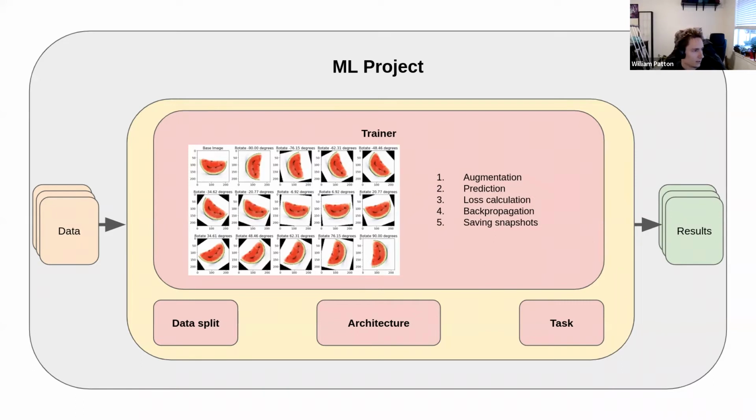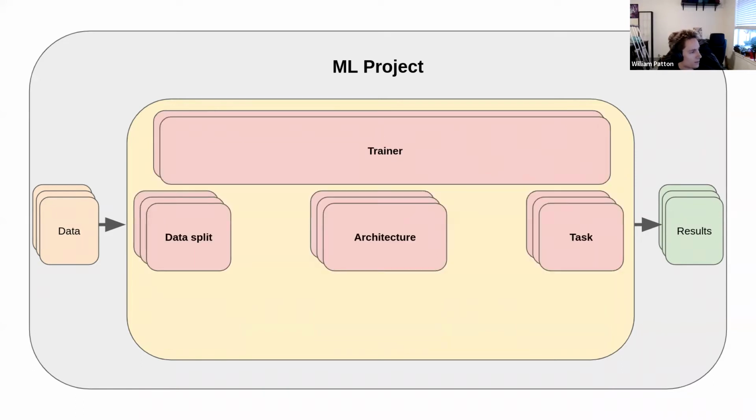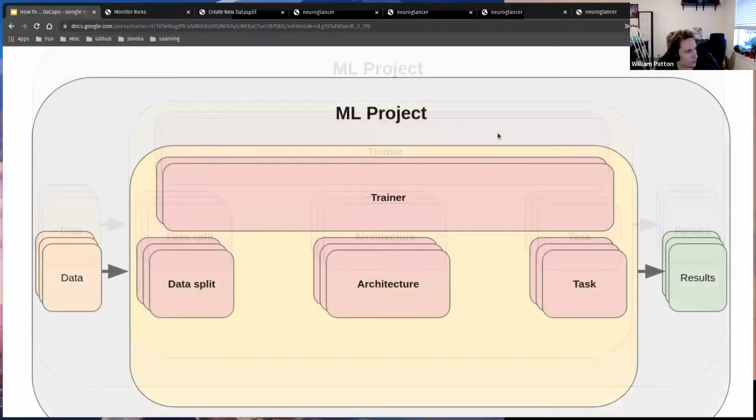So finally, you don't need to define just one of these. You can have many data sets, many trainers, many architectures, many tasks, and combine them so that you can do this search space over many different parameters. So at this point, I want to jump over to the DeCapo front end and show you how to actually use the tool.